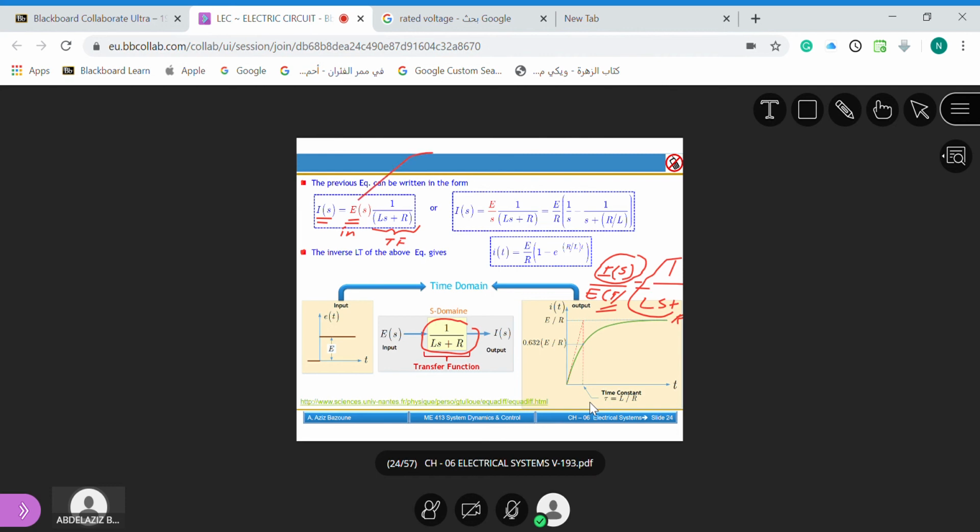The E is a step function, so it will be E over S. It will have a value of E over S, because it's a step function of magnitude E. So this is a step.